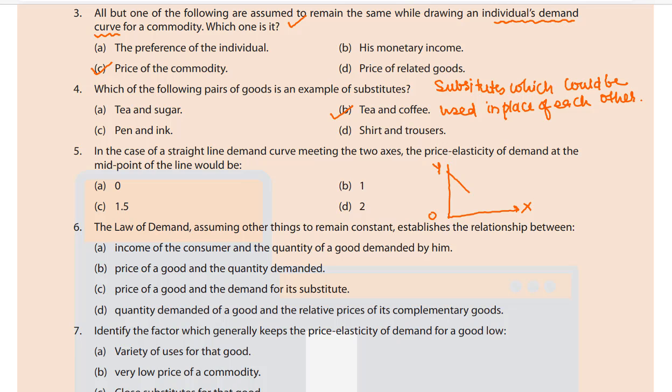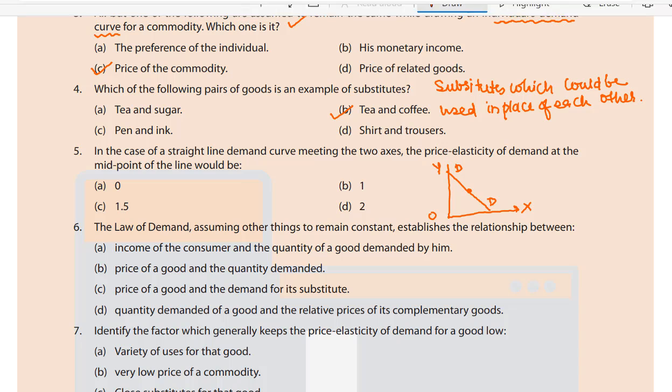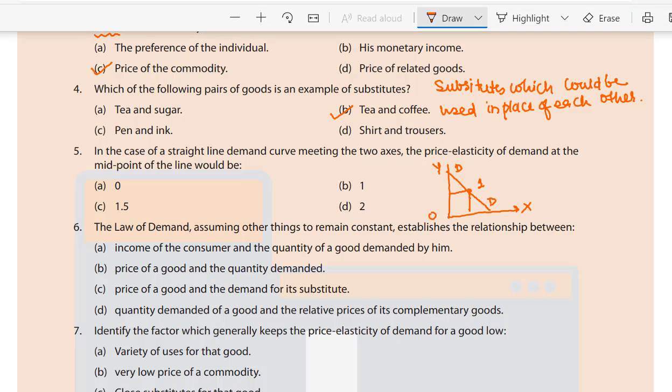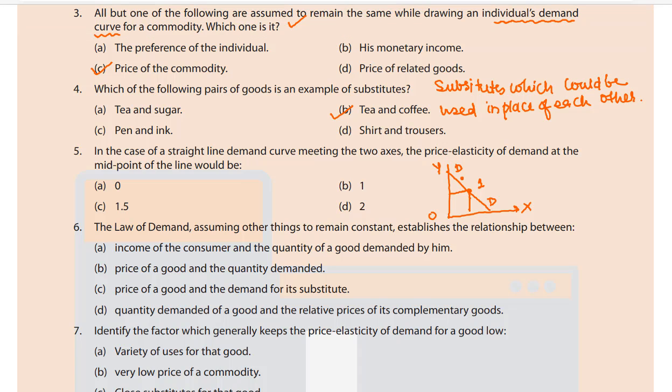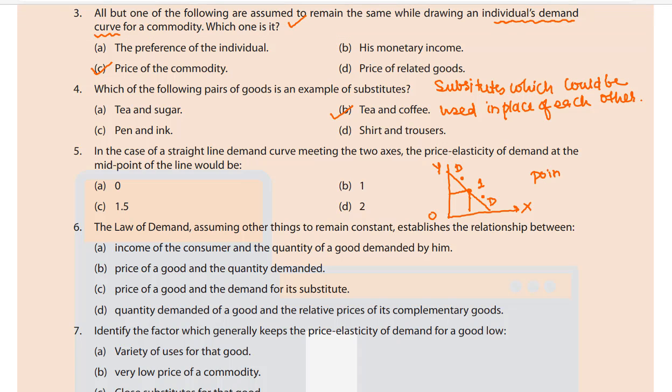As you can see, this is a straight line demand curve meeting two axes. We are talking about a point somewhere here. It would be equal to 1. I believe you know it. We have learned the geometrical method. It is more than 1 over here, infinity, less than 1, 0, and over here it is 1. Point elasticity.